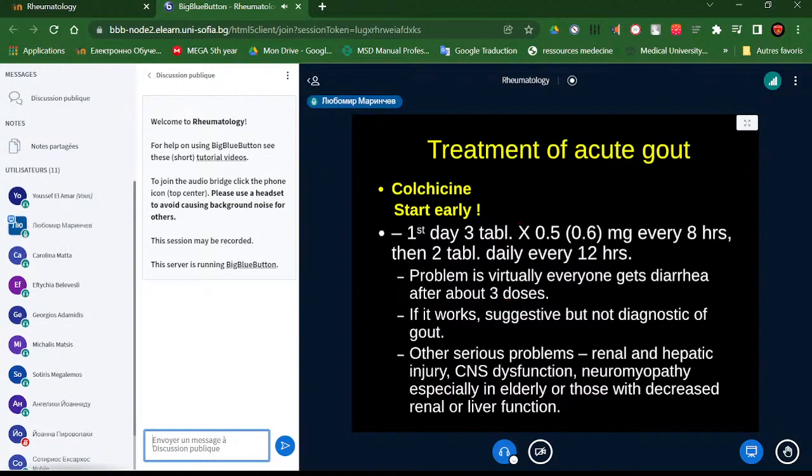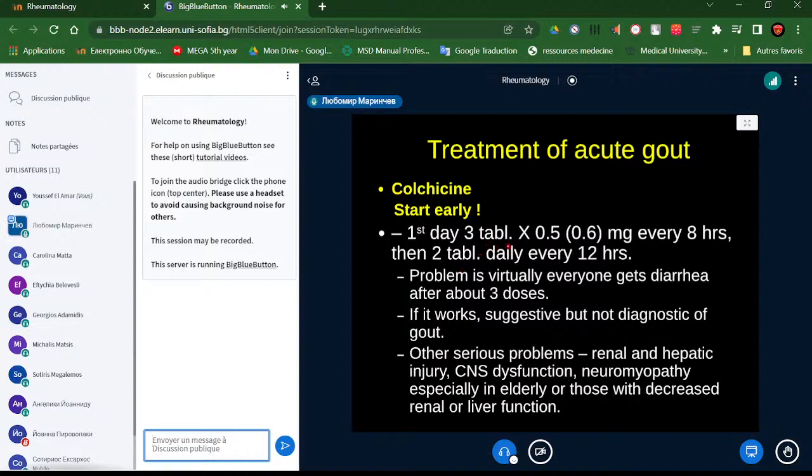What is the treatment of the acute episode, acute gout? The first drug and the mainstay of the therapy is colchicine. Remember, the medicine must be started early, in the first 24 hours at the latest, of the beginning of the crisis.